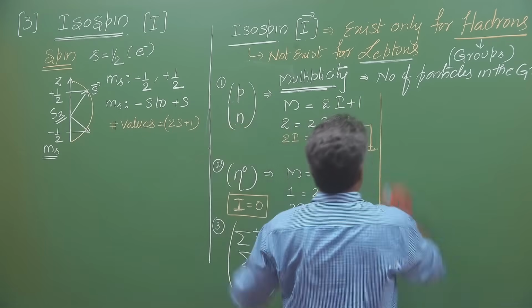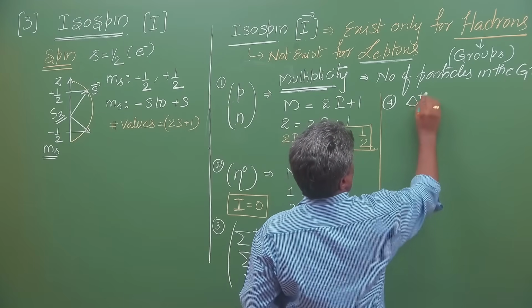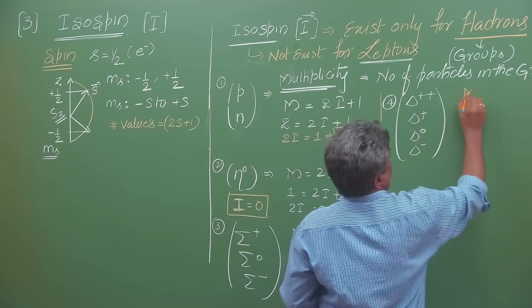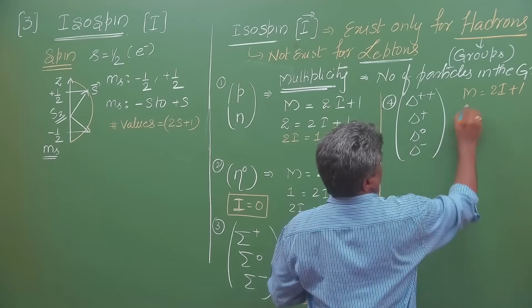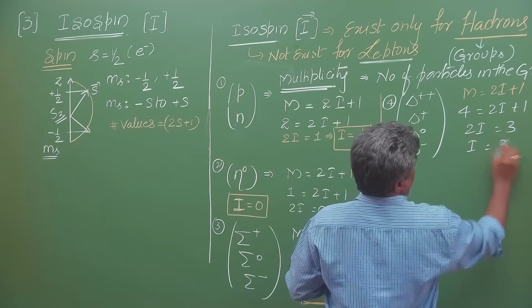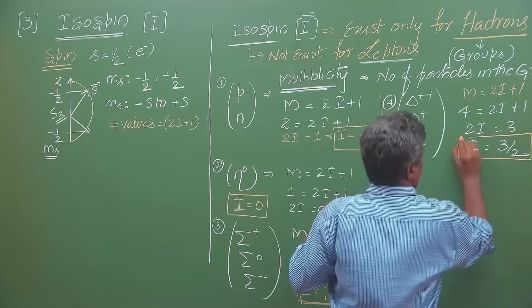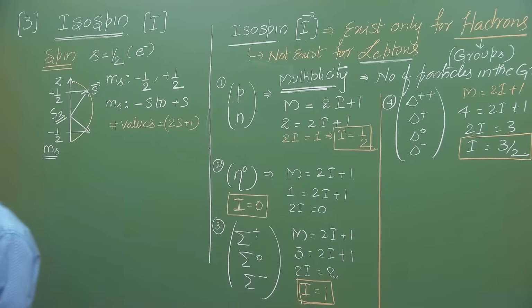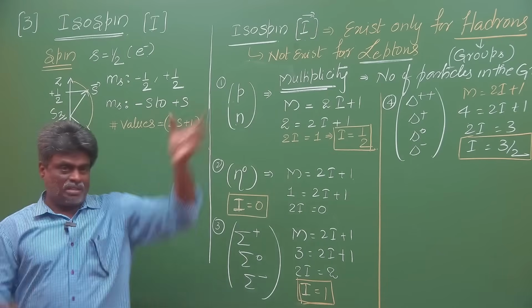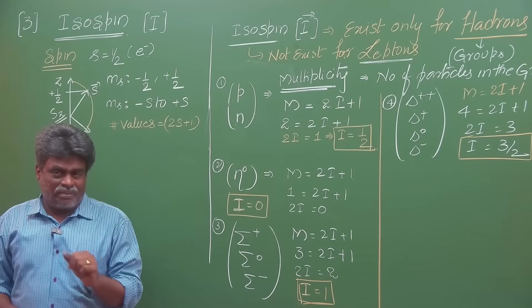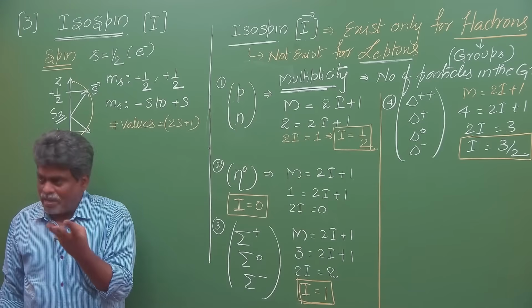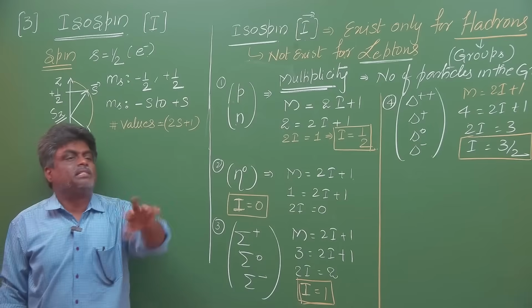Next, I think you have one more group called the 4 group. How many? What is the isospin for the delta group? Wait. If you see the classification of hadrons, mesons, baryons, if you see carefully, you have groups: single particle group, 2 particle group, 3 particle group, 4 particle group. Other than this, is any group there?